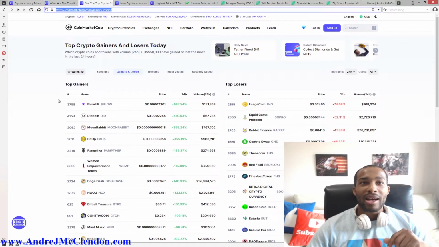See some of the top gaining cryptocurrencies. We got Blow Up at 687%. We got Didcoin 410%. Also, we got Moon Rabbit at 355%. And right behind that, Bit Up at 355.19%. These are huge gainers, guys. Please check them out.